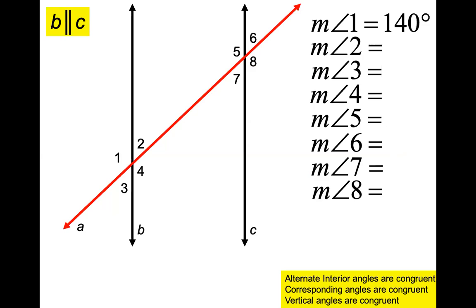Okay, so maybe a little bit of labeling, right? Angle 1 is right here, right? So let's label. Why is this not clicking? Because I clicked on that. There we go. It's 140 degrees. All right, you ready?